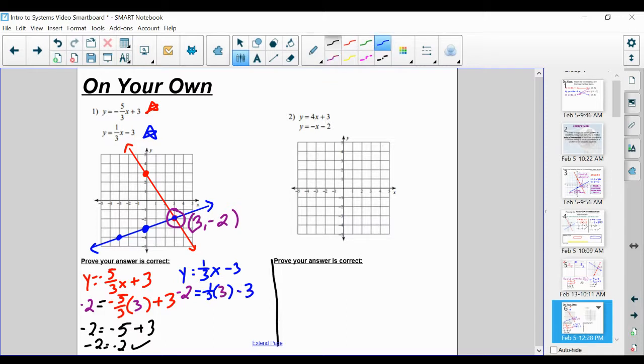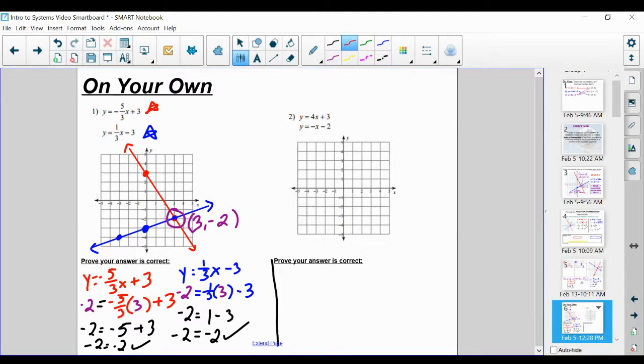We have negative 2 is equal to 1/3 of 3, which is 1, minus 3. And negative 2 is equal to negative 2, which means that (3, -2) is indeed our point of intersection.